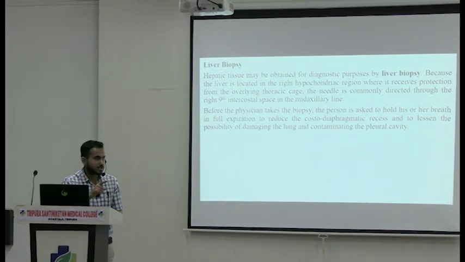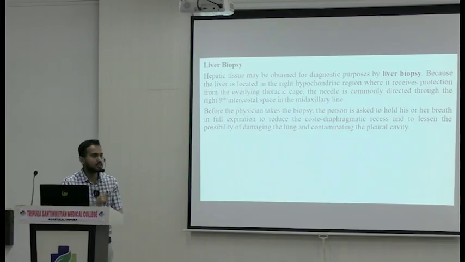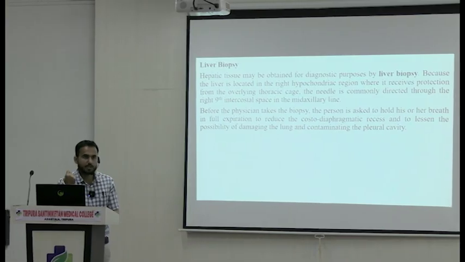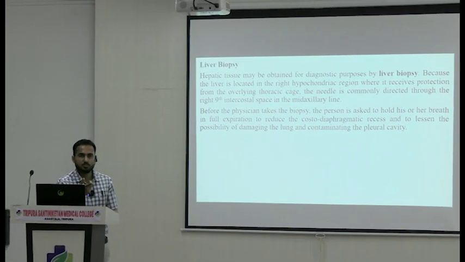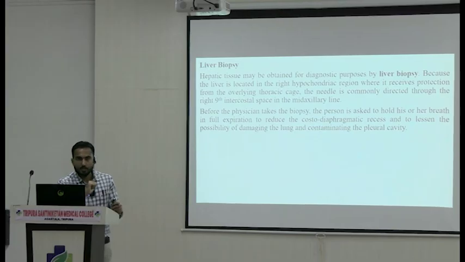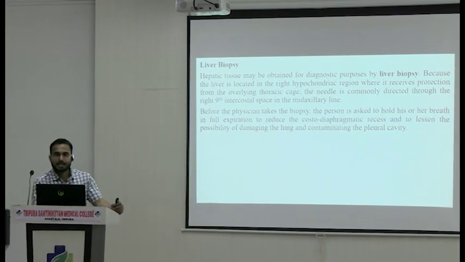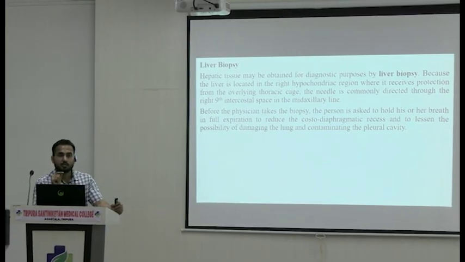When the liver biopsy is done, a needle is inserted into the liver. Then some tissue is taken out through that needle to prepare the slide, and that is seen under the microscope to know which type of changes have taken place in the liver tissue. Now, in order to insert the needle, you have to know the anatomical landmark from where you will insert it.